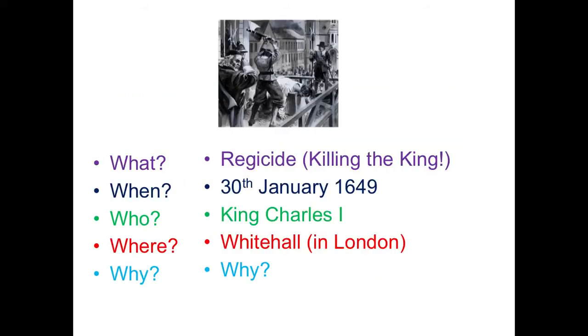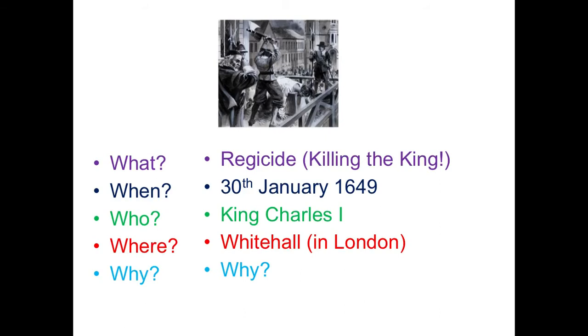Okay, so let's have a look at the answers. So what is happening? It's something called regicide, which is the killing of a king, on the 30th of January 1649. Okay, so who is being executed? That is Charles I. He's getting his head chopped off on that block.